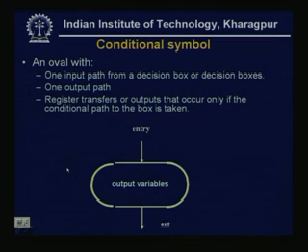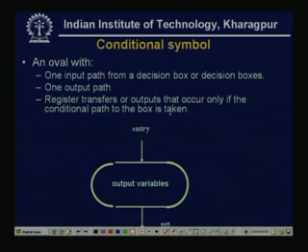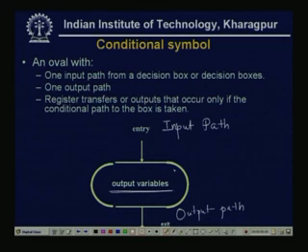Then the second one, the conditional symbol. It is an oval shaped box, with one input path from a decision box or decision boxes. So, entry is the input path, and this is the output path. And this is a conditional. So, register transfers or outputs occur only if the conditional path to the box is taken. These are the output variables, that means if a condition is checked, that is the value of the output variable. So, this is my conditional symbol.